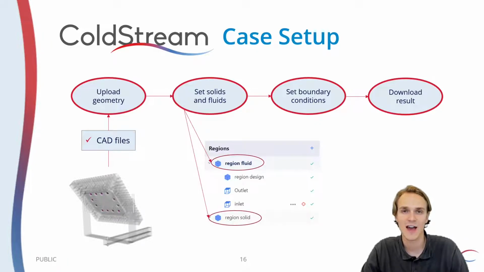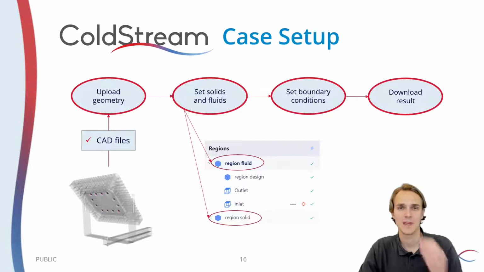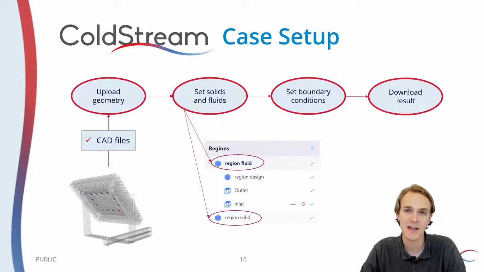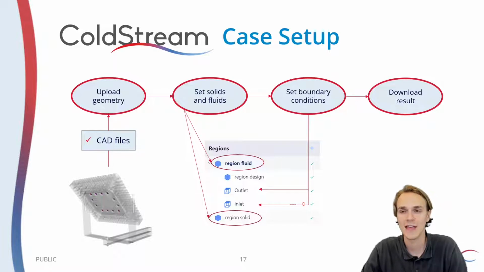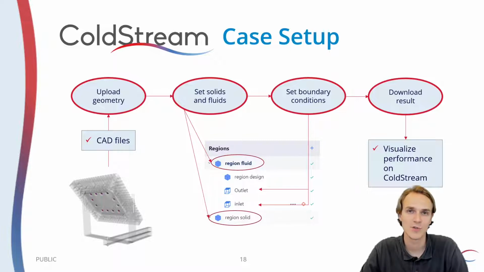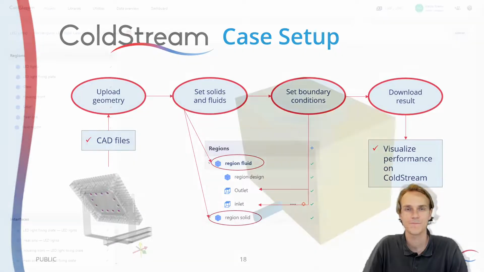Secondly, you have to define your solids and your fluids. So any material definition, or is it an air volume around the light fixture, those need to be specified. You set certain boundary conditions for the thermal and the flow behavior, and you can already download your results or visualize them conveniently in the post-processing options that are available on ColdStream. All right, I shall be switching over to ColdStream now.